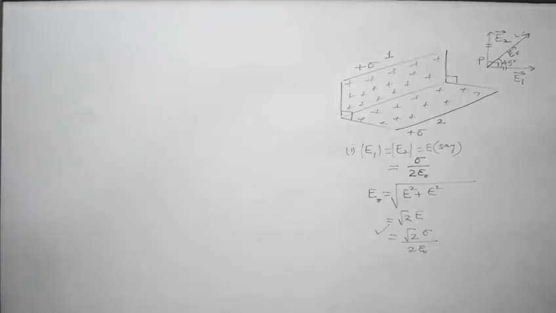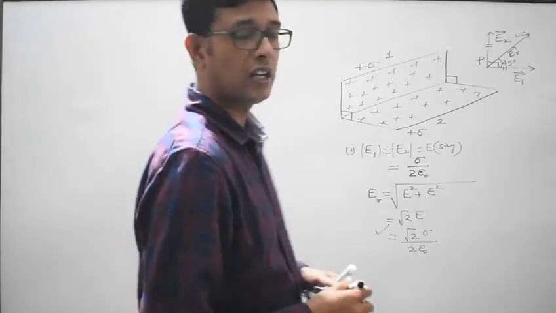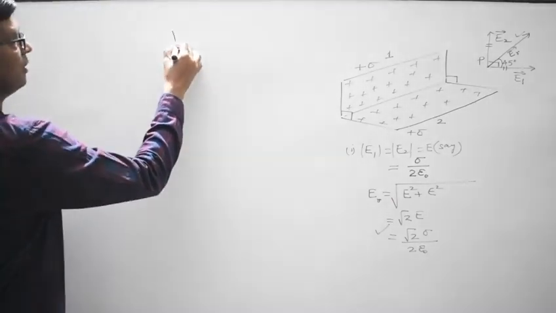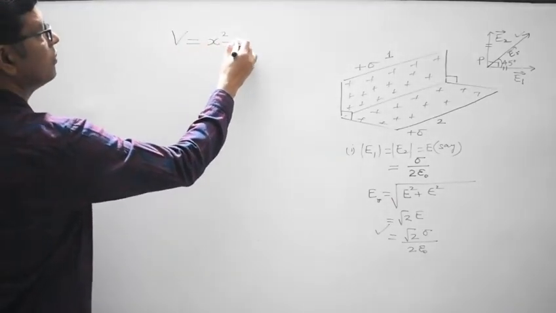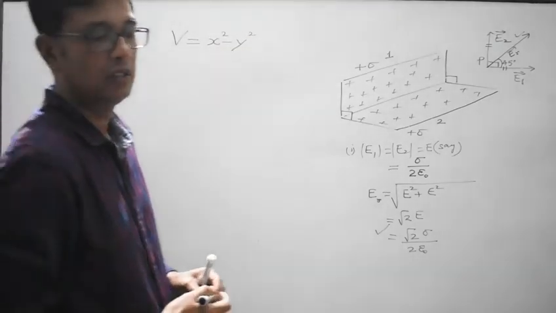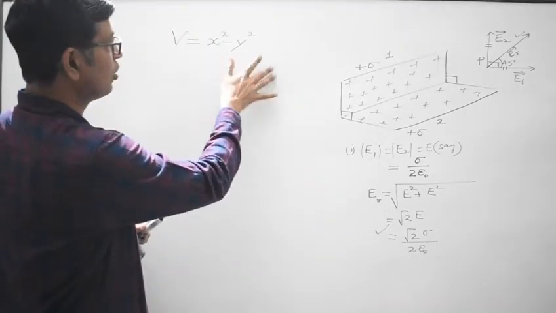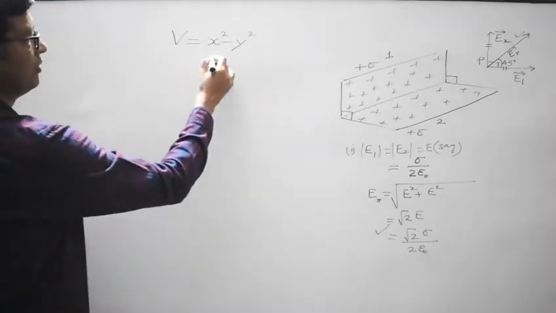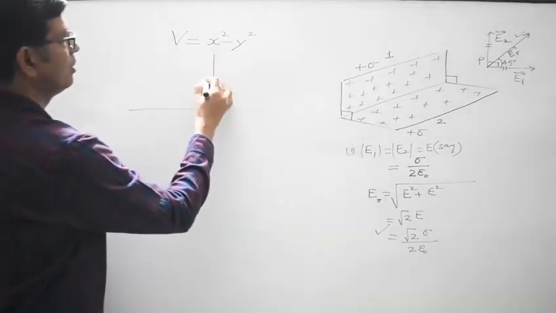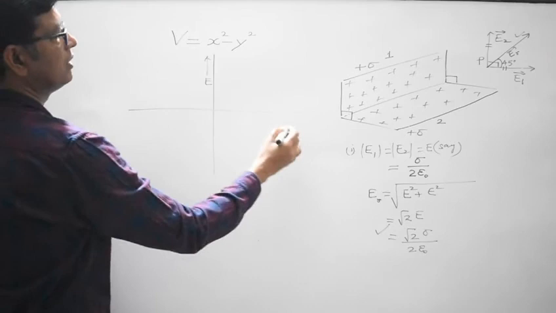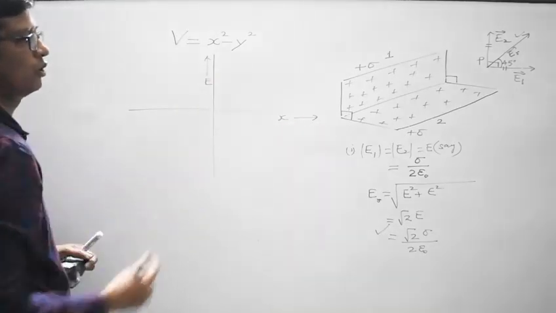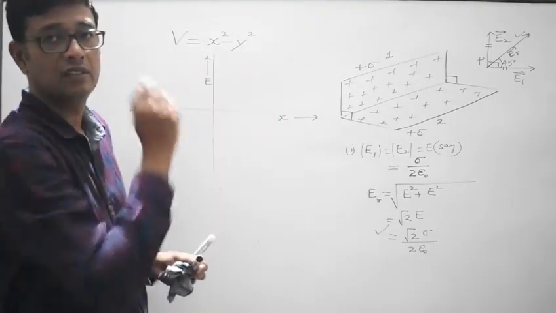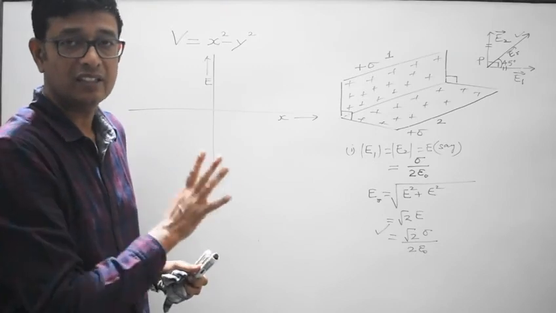The question is, the potential at a point varies with distance x and y as V is equal to x square minus y square. The potential at a point varies with x and y coordinate as V equals x square minus y square. You need to plot a graph showing the variation between electric field and distance x or y. Right? This is as an assignment for you.